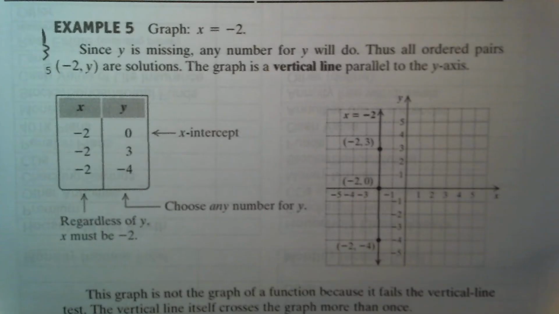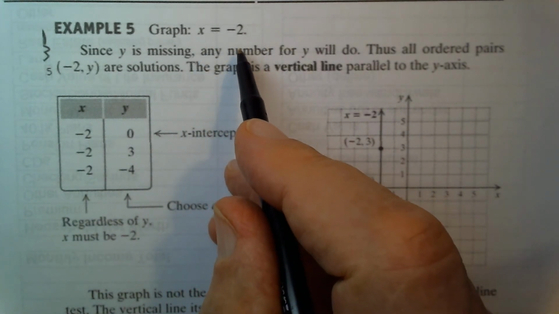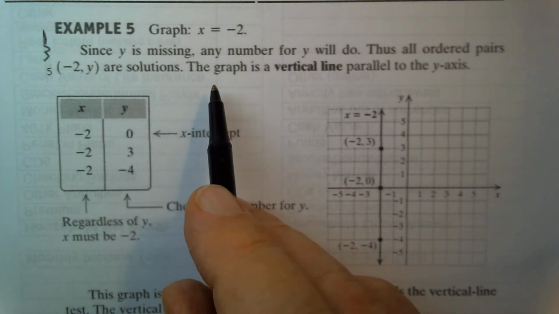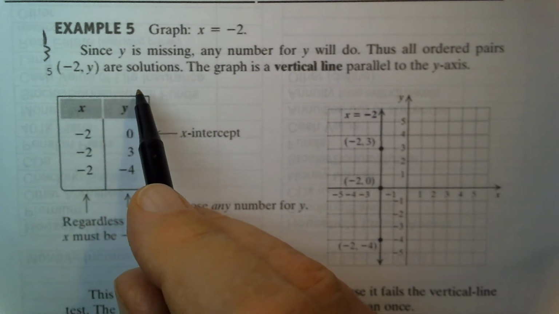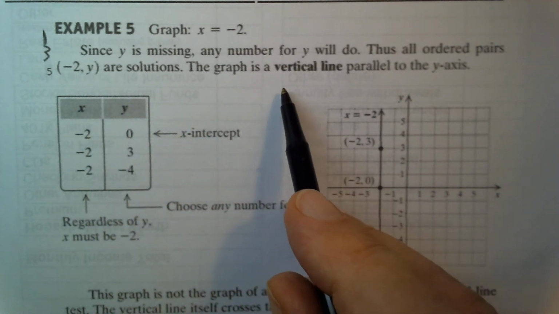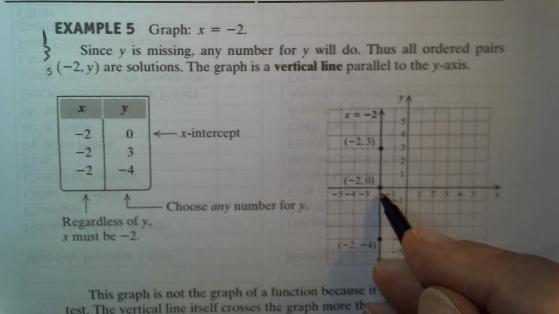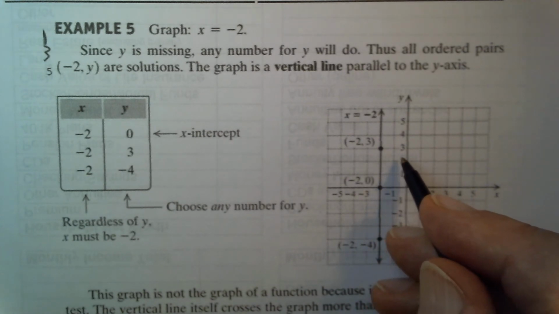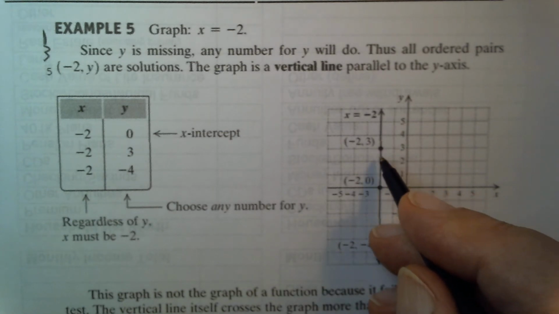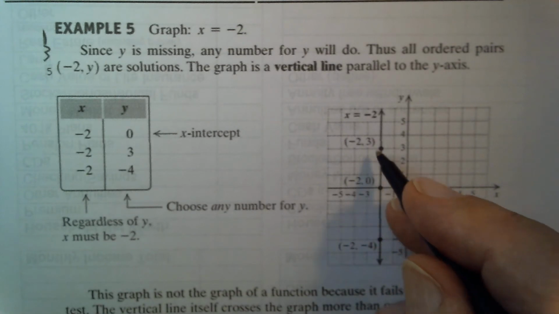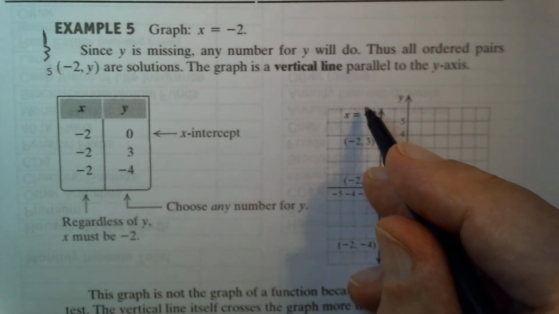In example 5, we are asked to graph the equation x equals -2. So, since y is missing, any number for y will do. Thus, all ordered pairs -2, y are solutions. And the graph is a vertical line parallel to the y-axis. So, when y is equal to 0, x is equal to -2. When y is equal to 3, x is equal to -2, etc. So we have a line through these ordered pairs here, and this is the graph of x equals -2.